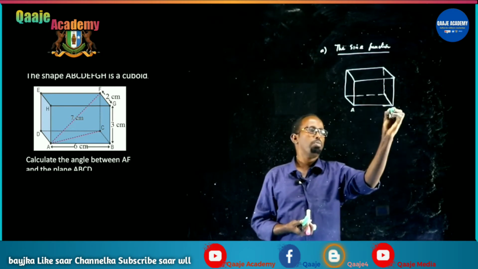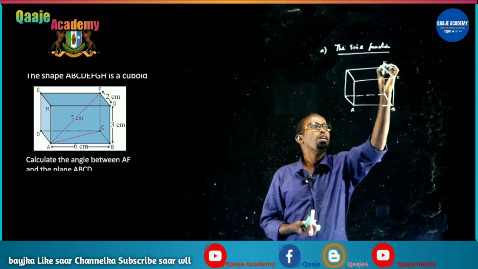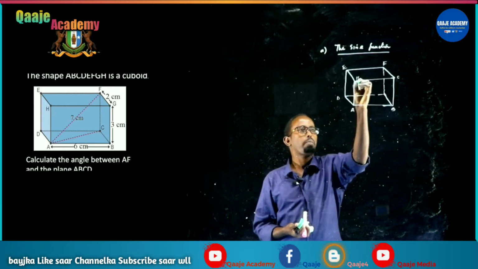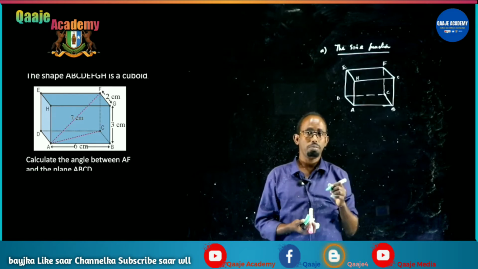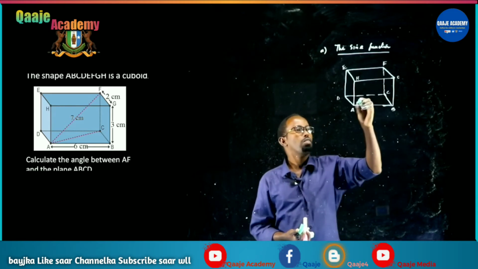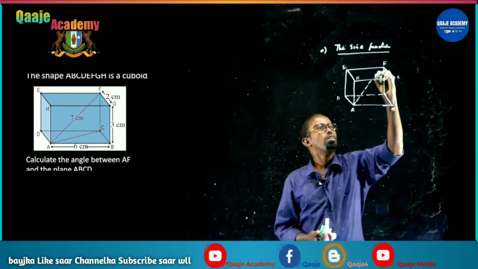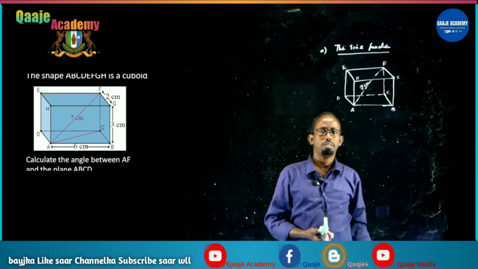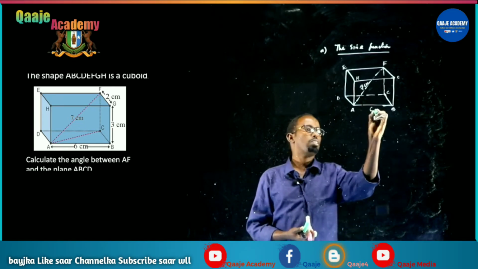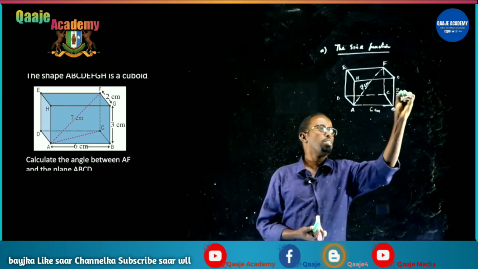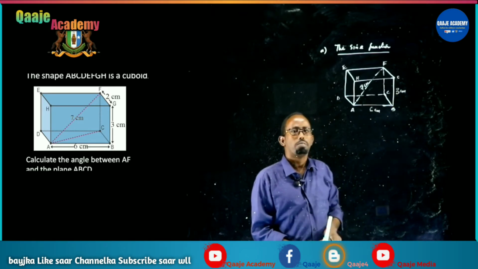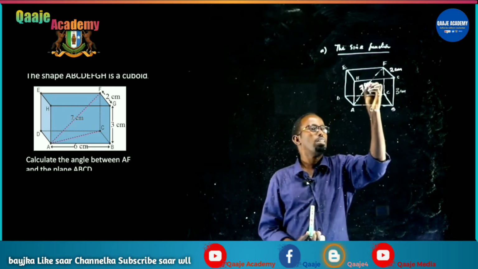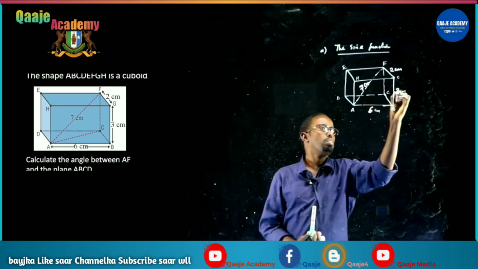So we have A, B, C, F, E, D, H, C. The line AF is given as 7 centimeters. This is 6 centimeters, 3 centimeters, and 2 centimeters. So 7, 6, 3, and then 2.